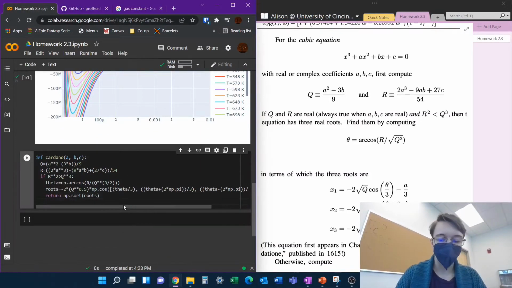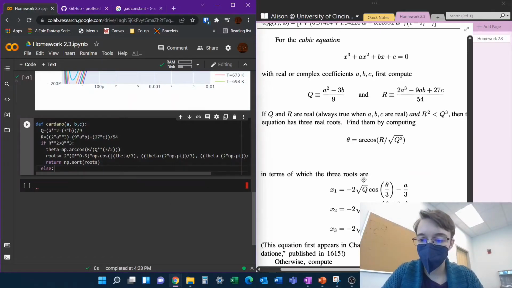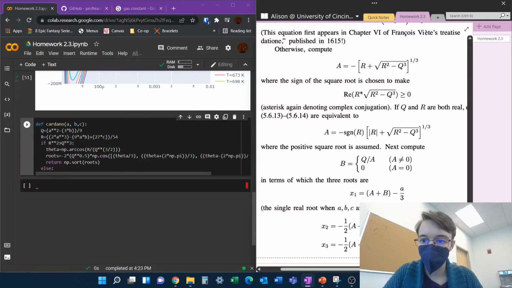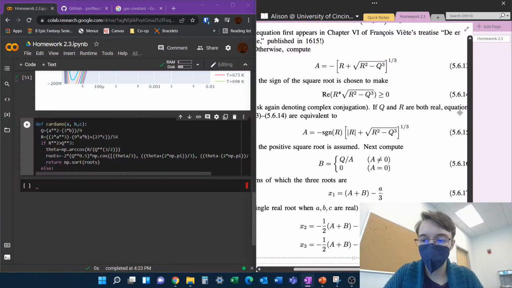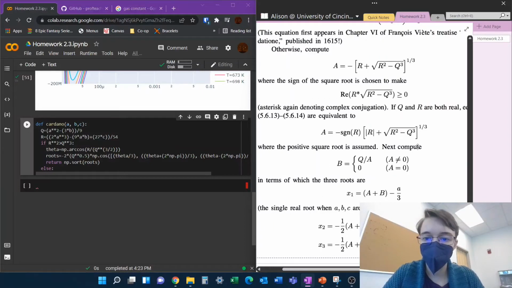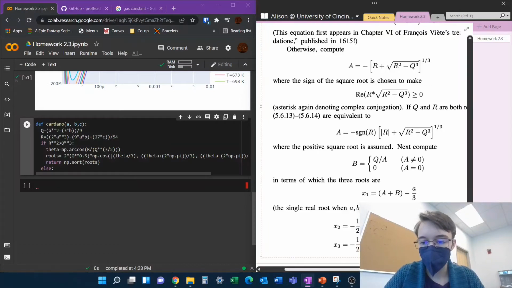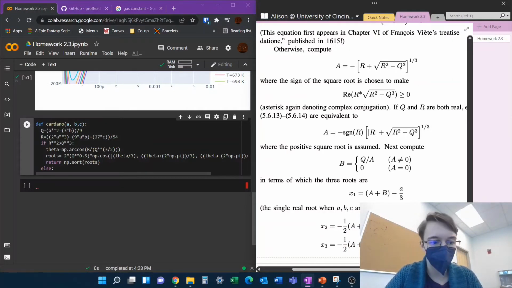So now we want to do our other case. What if r squared is less than or equal to q cubed. Then that's where we scroll down on this document. If q and r are both real, which we discussed above that they were, then we can use this and we'll have one real root and then 2 imaginary ones. We don't really care about the imaginary roots because imaginary volumes aren't going to get us anywhere. So we're just going to worry about the real root for now.